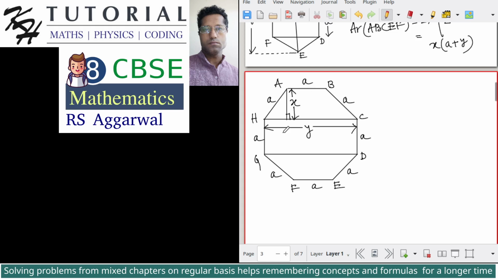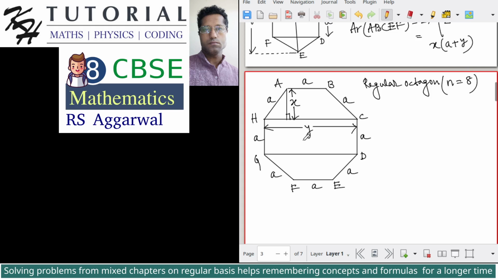1 2 3 4 5 6 7 8. So this is an octagon. This is a regular octagon, that is, n is equal to 8. Number of sides are 8.